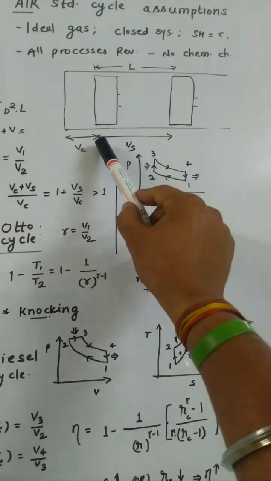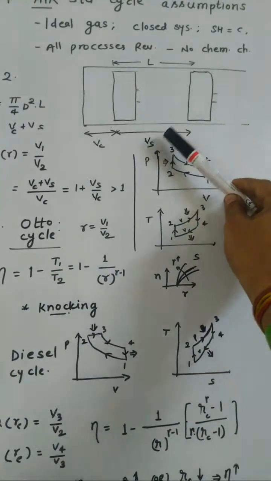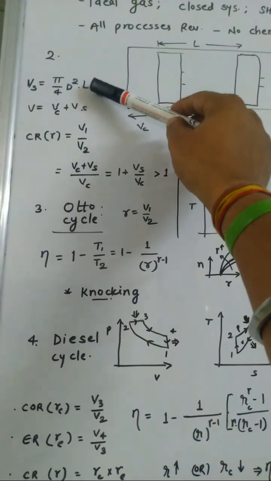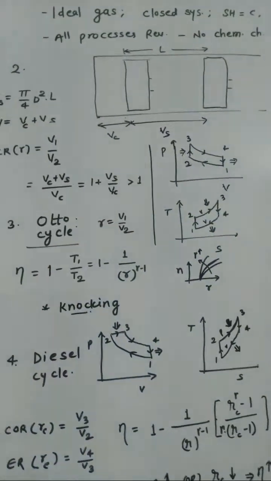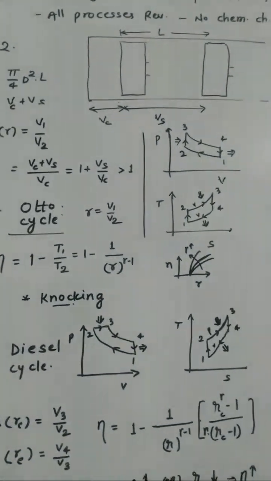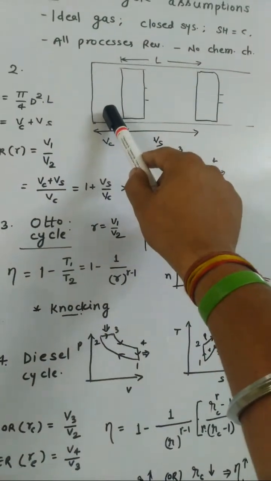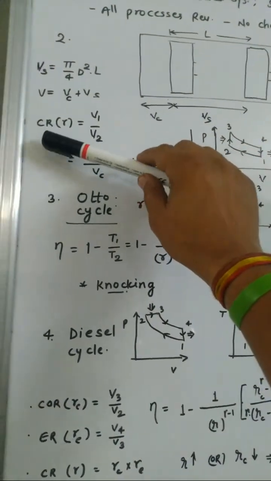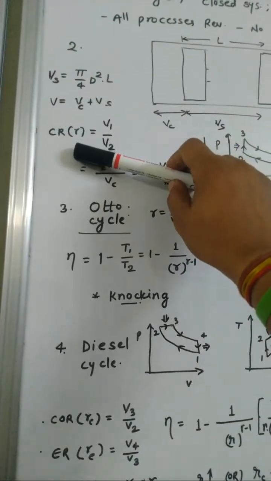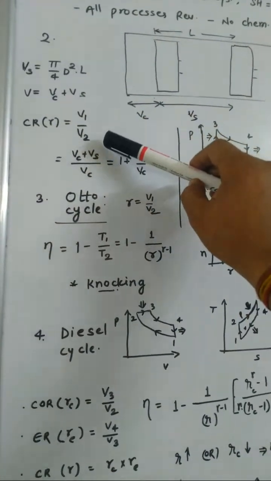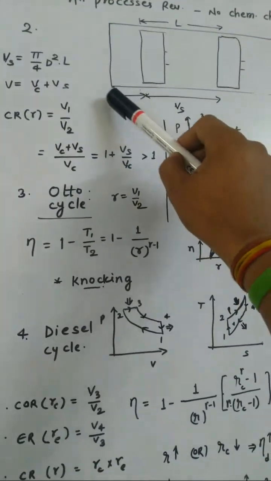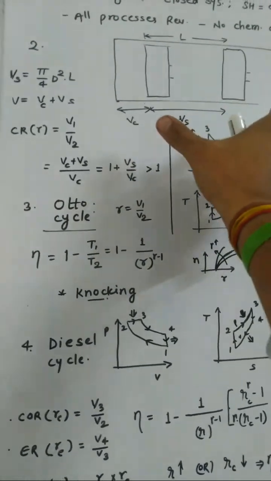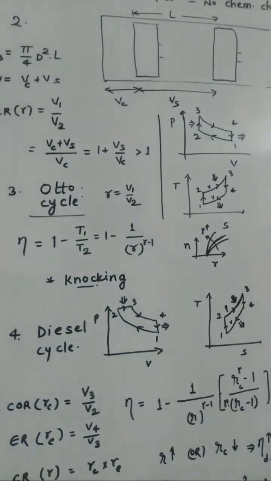So the formula for this swept volume or stroke volume is very simple: area into length, pi by 4 d square into L. L is the stroke length, d is the diameter of the cylinder. V is the total volume, that is the clearance volume plus swept volume. So there is one term called compression ratio, denoted by small r, is V1 by V2, or the total volume, this complete volume, Vc plus Vs, clearance volume plus swept volume, total volume divided by clearance volume.